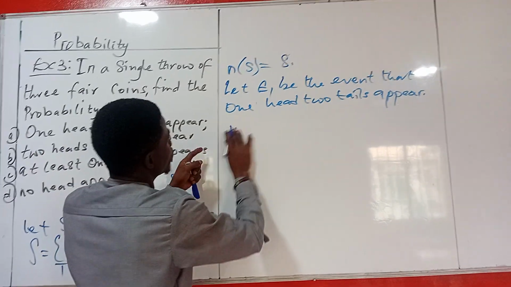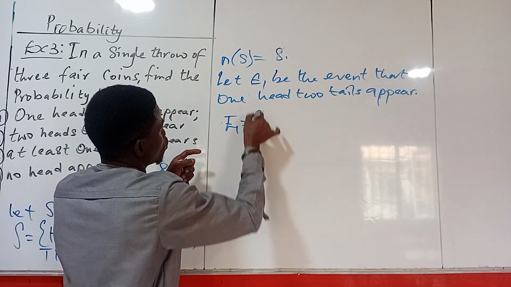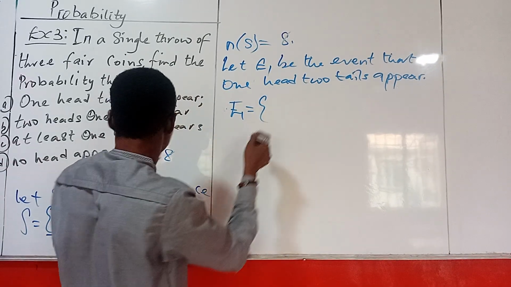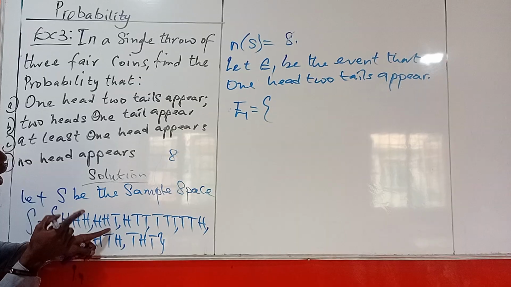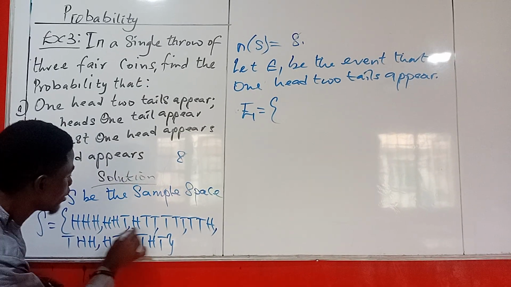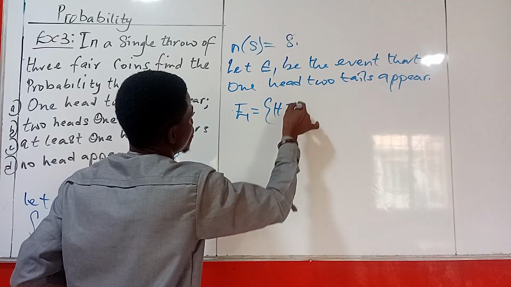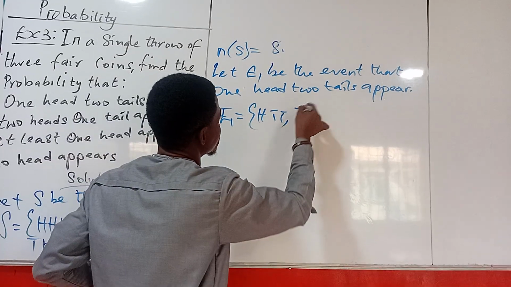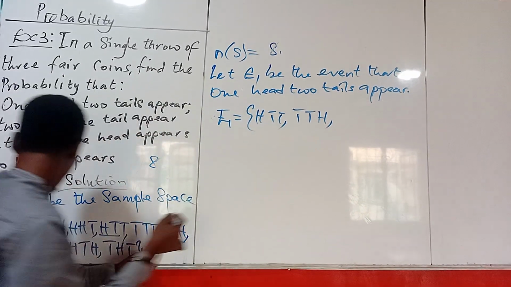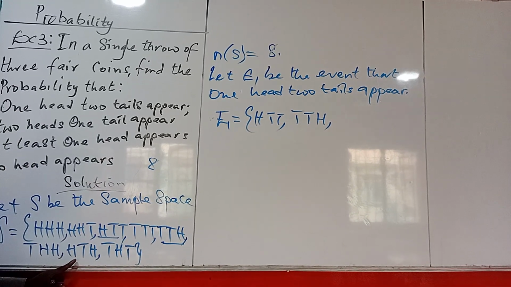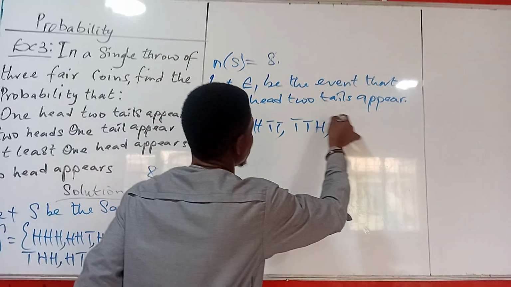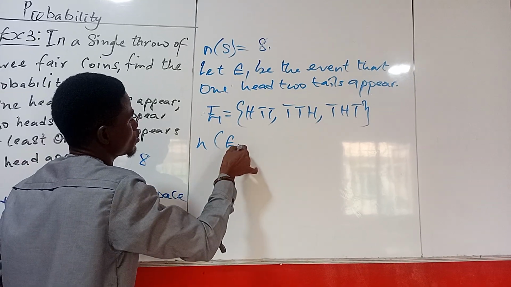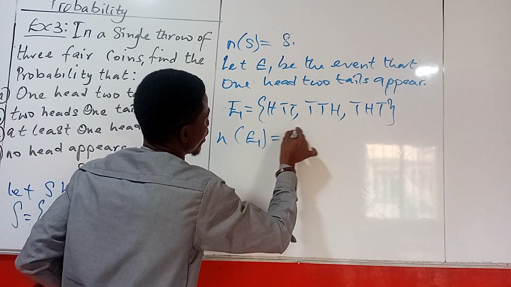Before that, we have E1. We want to know the sample space of E1, that is 1 head and 2 tails. Let's look at when we have 1 head and 2 tails: HTT, that is 1 head and 2 tails. This is another one, which is THT. Then the last one is TTH, which is also 1 head and 2 tails. And what is the cardinality of E1? It's going to be 1, 2, 3. So we have 3 for this.